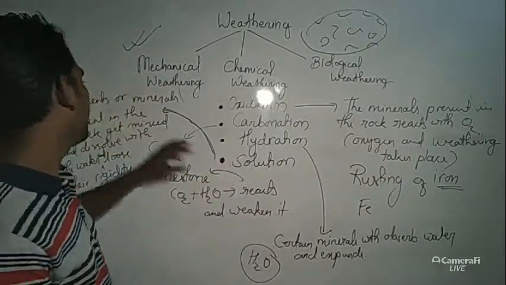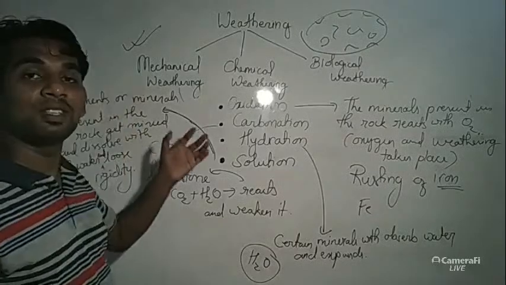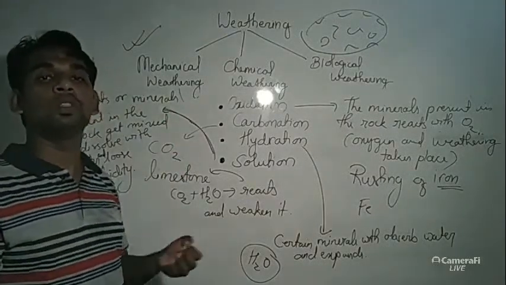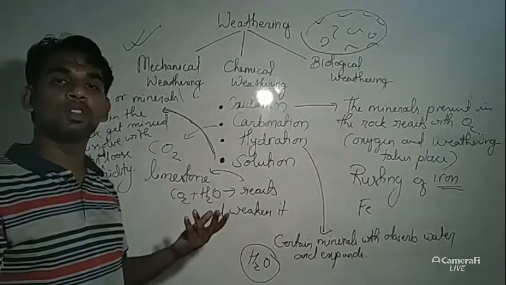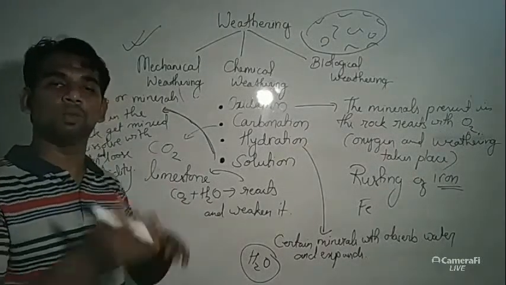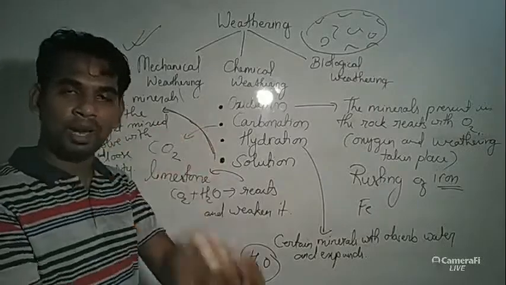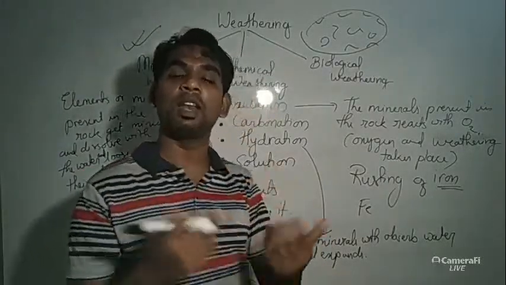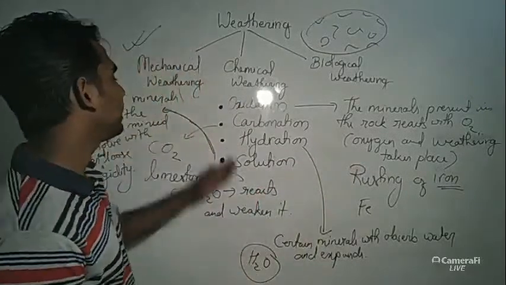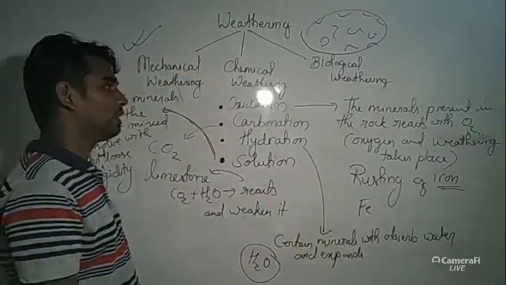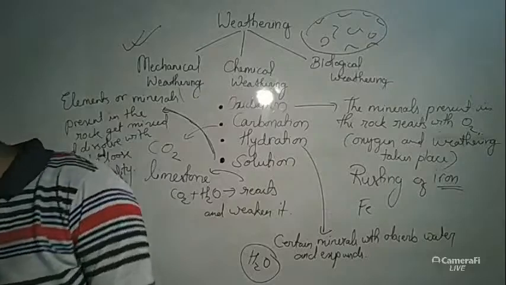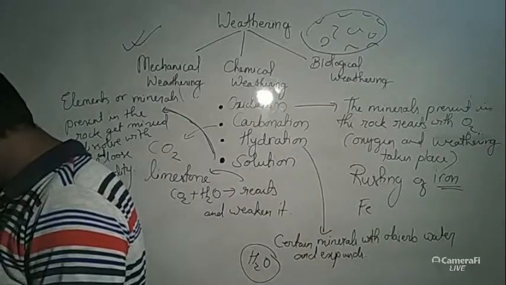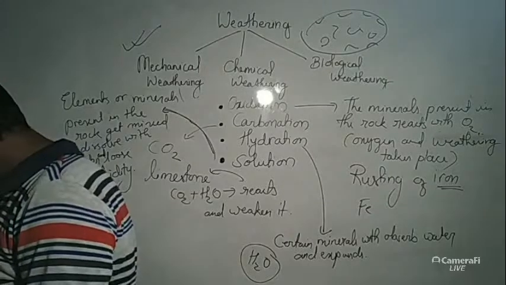Next comes solution, the elements of the minerals present inside the rock get dissolved with the water, and when they get dissolved with the water, it means they lose the rigidity. The hardness that was holding each other compactly, after it dissolves completely, automatically it will break down. So these are the four processes of chemical weathering. Now we shall be discussing biological weathering.